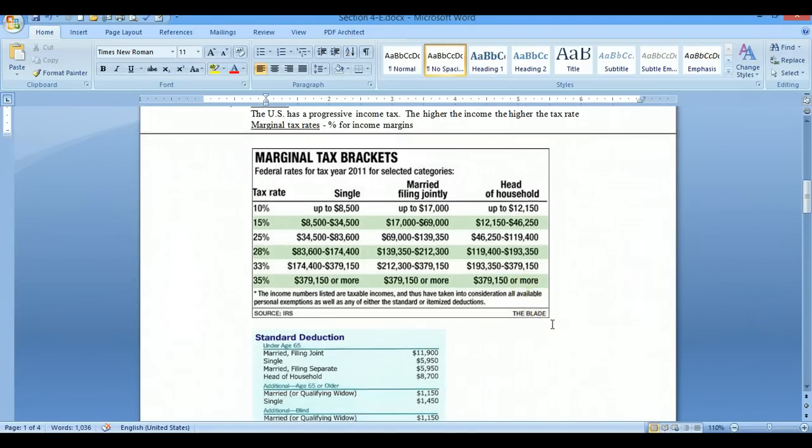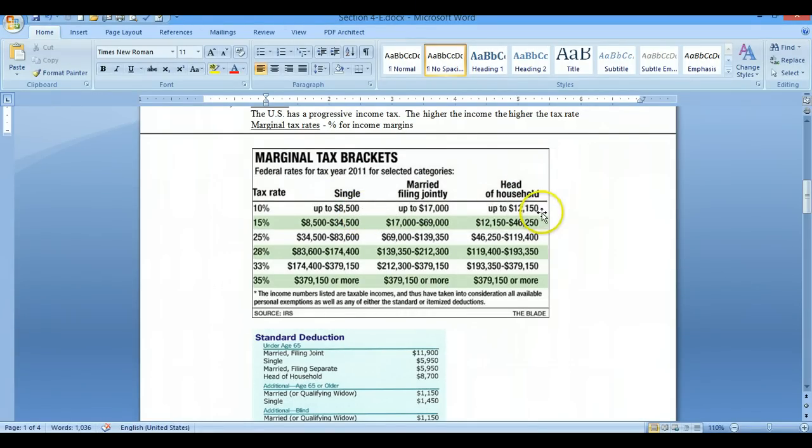This is the tax brackets for 2011, and they're divided up into different filing statuses. So we have single, married filing jointly, and head of household. You'll notice head of household has some tax breaks. You'll see that they're taxed 10% at a higher money value than a single person who doesn't have dependents.